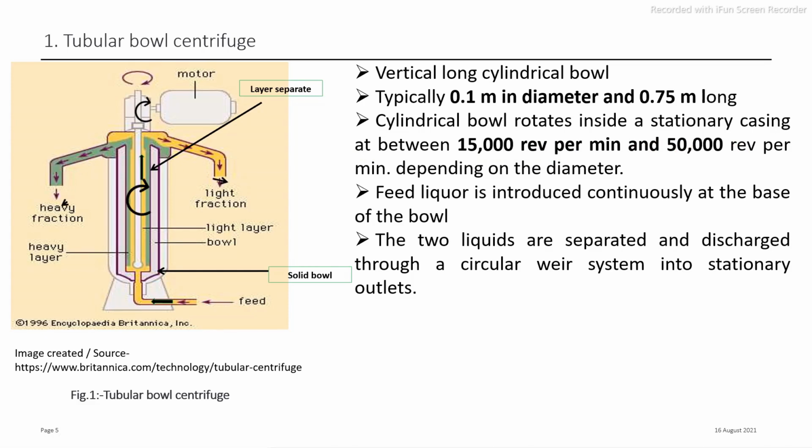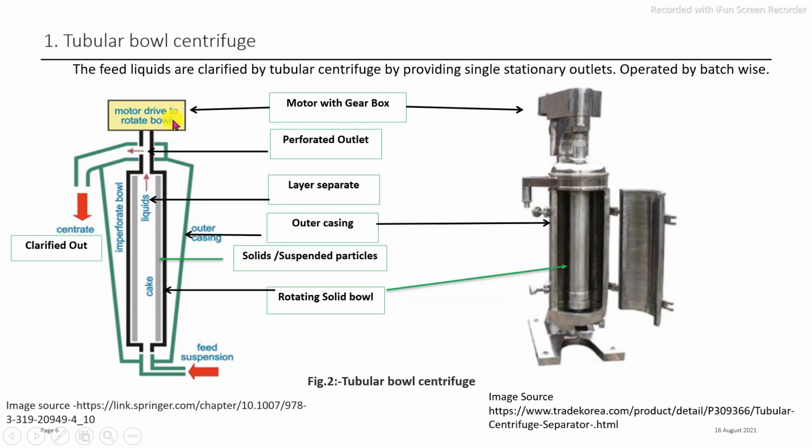First we can see the main parts of the tubular bowl centrifuge. The main part is the electrical motor with the gearbox at the top, and the feed pipe is provided at the bottom. The main central rotating bowl is the cylindrical tubular bowl, this long tubular bowl. Inside of that casing, this is the outer casing, and the internally rotating bowl is connected to the shaft and then the gearbox with the electrical motor.